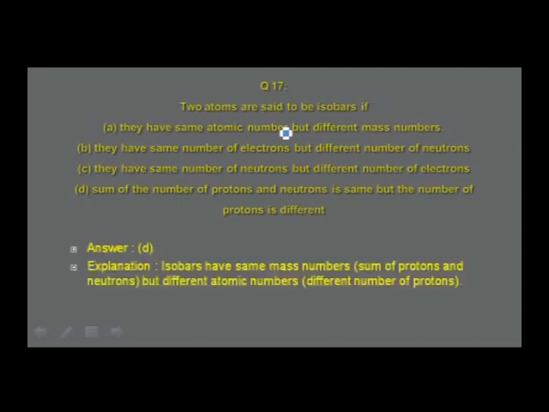So the answer is found to be in option D. Isobars have the same mass numbers because the sum of protons and neutrons is equal to the same number, but they differ in atomic numbers. The number of protons are different, therefore you find them in isobars.